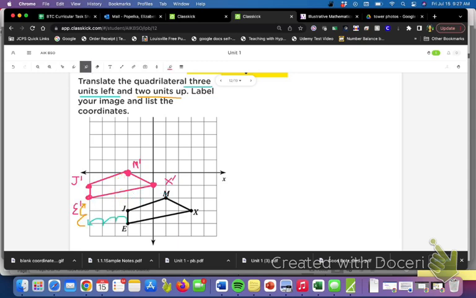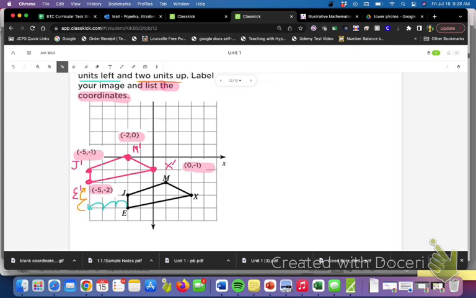And then finally, don't forget that it's asking us to list the coordinates for each of these vertices. So don't forget that part. So now you can see that final step here. So if you need to use mine as an example, please feel free to pause the video. But I'm going to go ahead and roll over to example number 2.